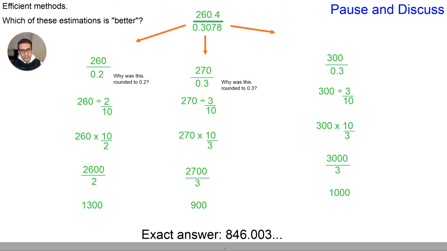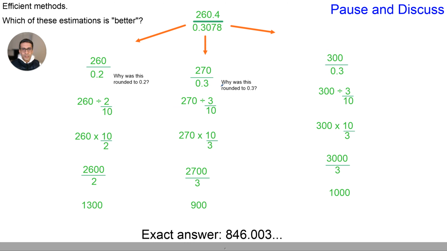Now, there's no correct answer here, so I'm not going to tell you which one is the best, but have a look at the 3 different ways to work out an estimate for this. Probably the second method is what I would have done, and think about why, for example, that was rounded to 270 when you're dividing by 0.3. Why was that rounded to 260 when you're dividing by 0.2? And why was that rounded to 0.3 and 300?